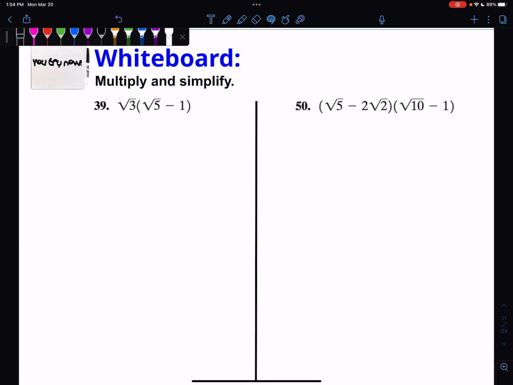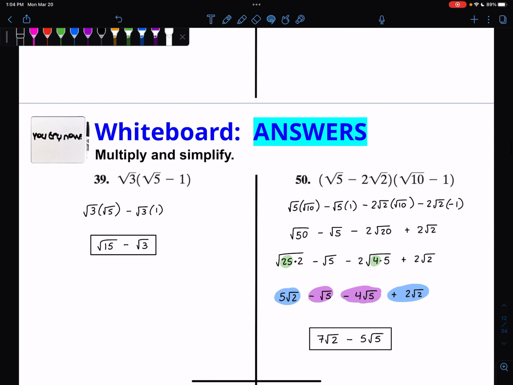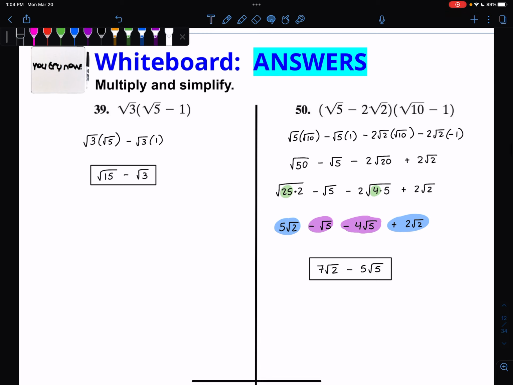All right, so we are almost near the end. This is our multiply and simplify. The left one was quicker. It should have been square root 15 minus square root 3, and that cannot simplify any further. The right side can simplify quite a bit.